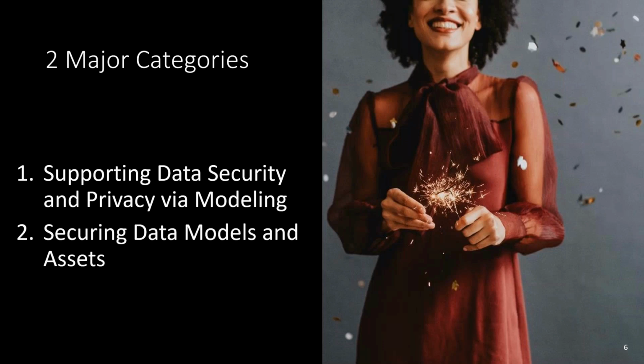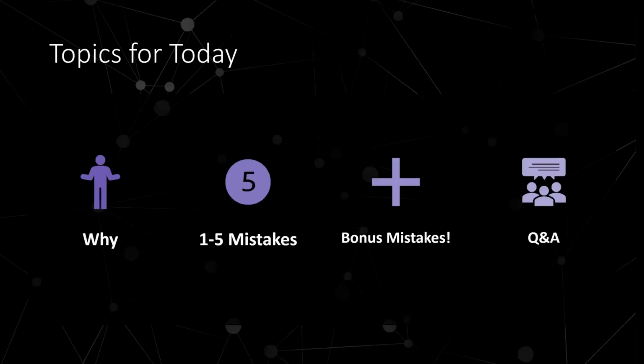When I think about this topic, especially related to data modeling, I really see two giant categories of what I would talk about. One is how do we support the protection of data with our modeling efforts, as well as how do we secure our modeling assets, because they are both attack surfaces if they're not managed well either. So today I'm going to spend a little bit of time talking about why this is important. I'm going to go through about 5 mistakes that I've picked for the time slot, and then I'm going to go through some bonus mistakes because, you know, there should be a bonus. And then it says Q&A, but please put your Q&A all the way through as we go.